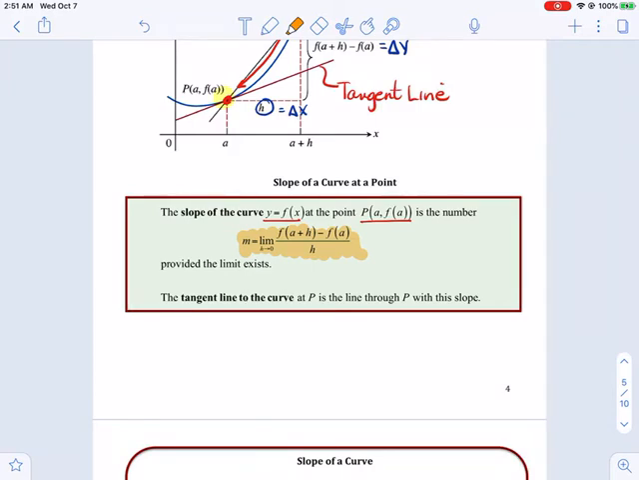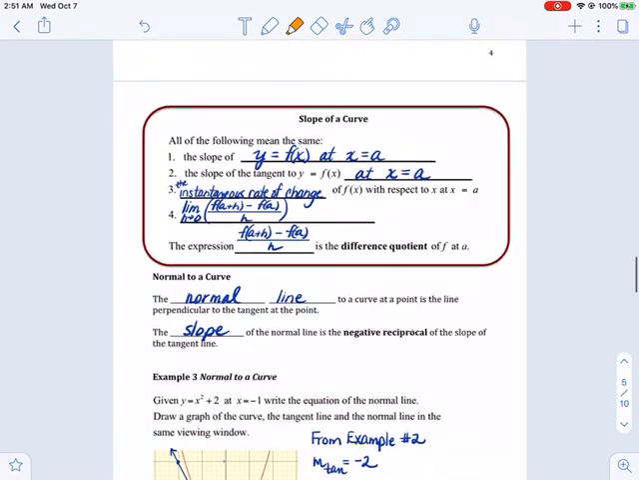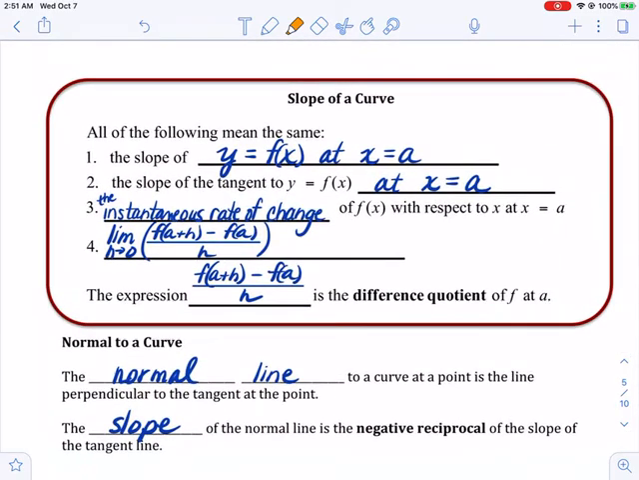Now the tangent line to the curve at P is the line through P with a slope. These are different ways that we can state the slope of the curve y is equal to f of x. The slope of y equals f of x at x equal to a. We have the slope of the tangent to y equals f of x at x equal to a. We call it the instantaneous rate of change of f of x with respect to x at x equal a. Or we just say it like this, and we recognize that's the slope at a.